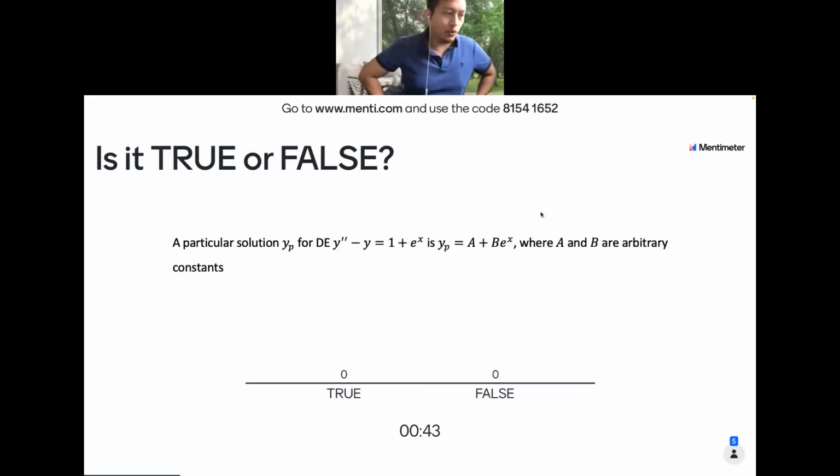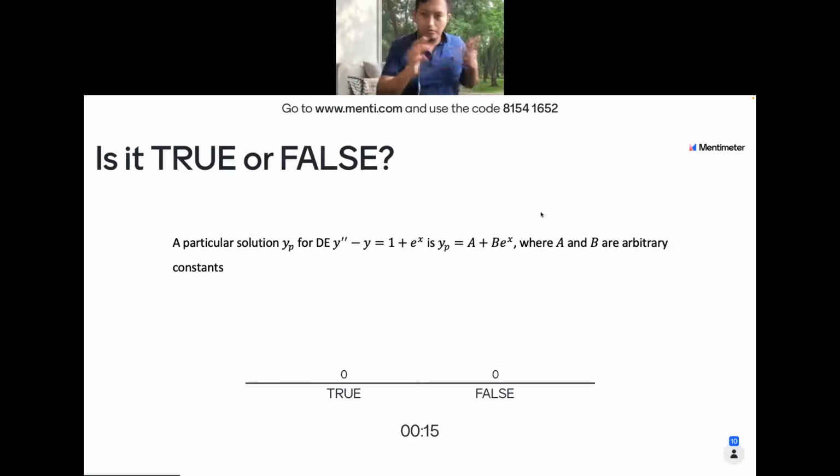Okay, don't forget the procedure. When you have the differential equation, always think from the homogeneous one, and then you can make a conclusion for the particular one. So think of the yc first, and then you can decide the yp.